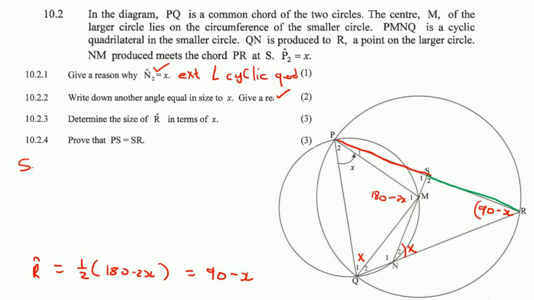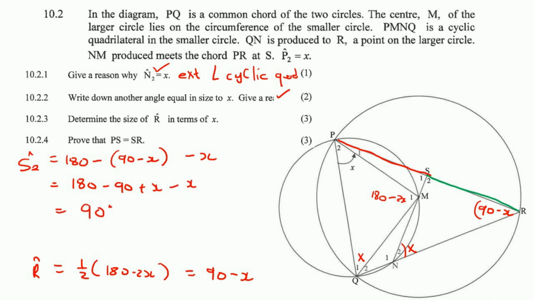So we could say that angle S2 is 180 minus (90 minus x) minus x. Always put that in a bracket because it's more than one term. This minus x, I don't need to put in a bracket. You can if you want, but it's only one term. But if you don't put a bracket on the first part, it makes everything wrong. So what we get is 180 minus 90 plus x minus x. The x's cancel, and this means that angle S2 is 90 degrees.